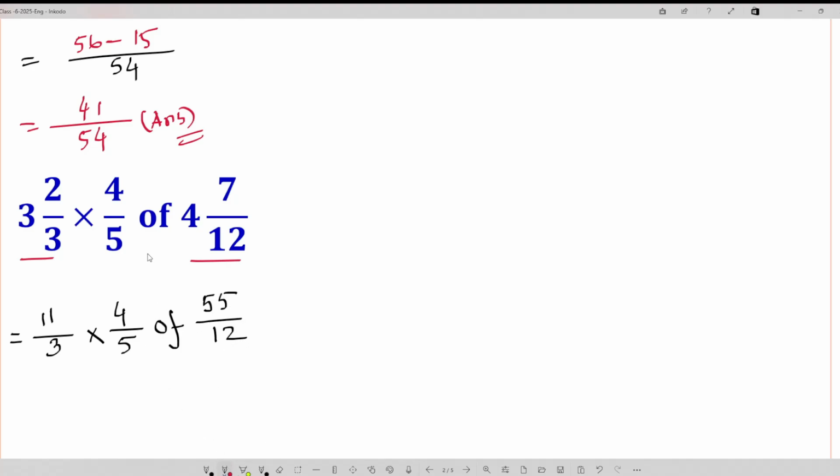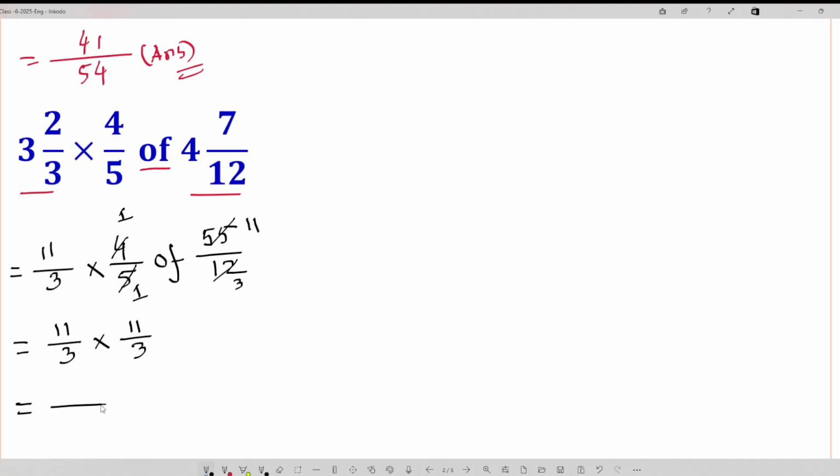So first we have to do the work of "of". 4 and 12, 12 divided by 4 is 3, 5 divided by 5 is 1, and 55 divided by 5 will be 11. So we can write 11 over 3 times 11 over 3. No, here it is not 9, here it is 3. Okay, then 11 times 11 is 121, and 3 times 3 is 9.